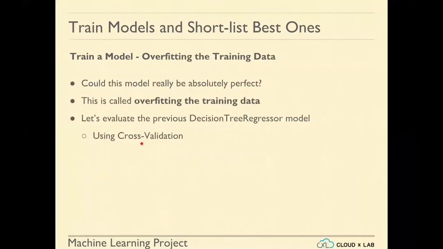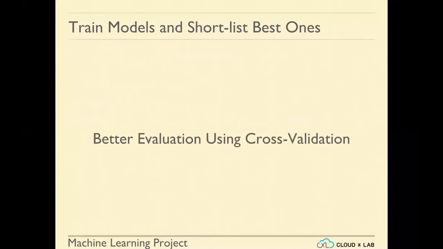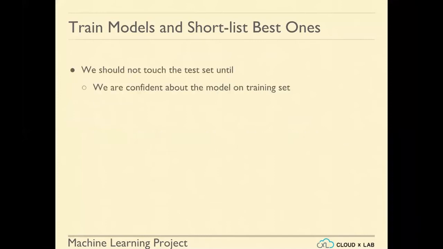So this is called overfitting, and we are going to use cross validation. We should not touch the test set until we are really confident about the model we are going to use. Otherwise we'll end up looking at the test data and tweaking our model, and we'll have nowhere else to go.